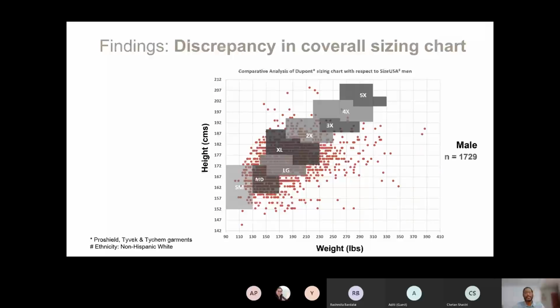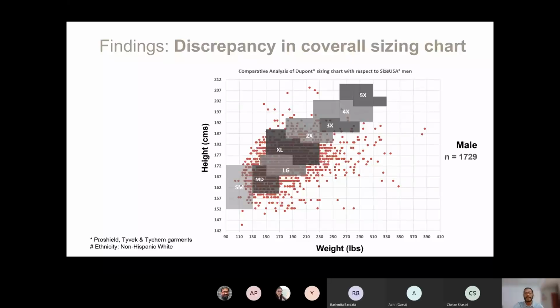In order to supplement the study, because there are n number of coverall manufacturers in the industry, I tried to map the sizing chart that they offer in the industry to the population data. So the red dots that people see on the screen are actually each individual person, and the graph is plotted of the weight against their height.